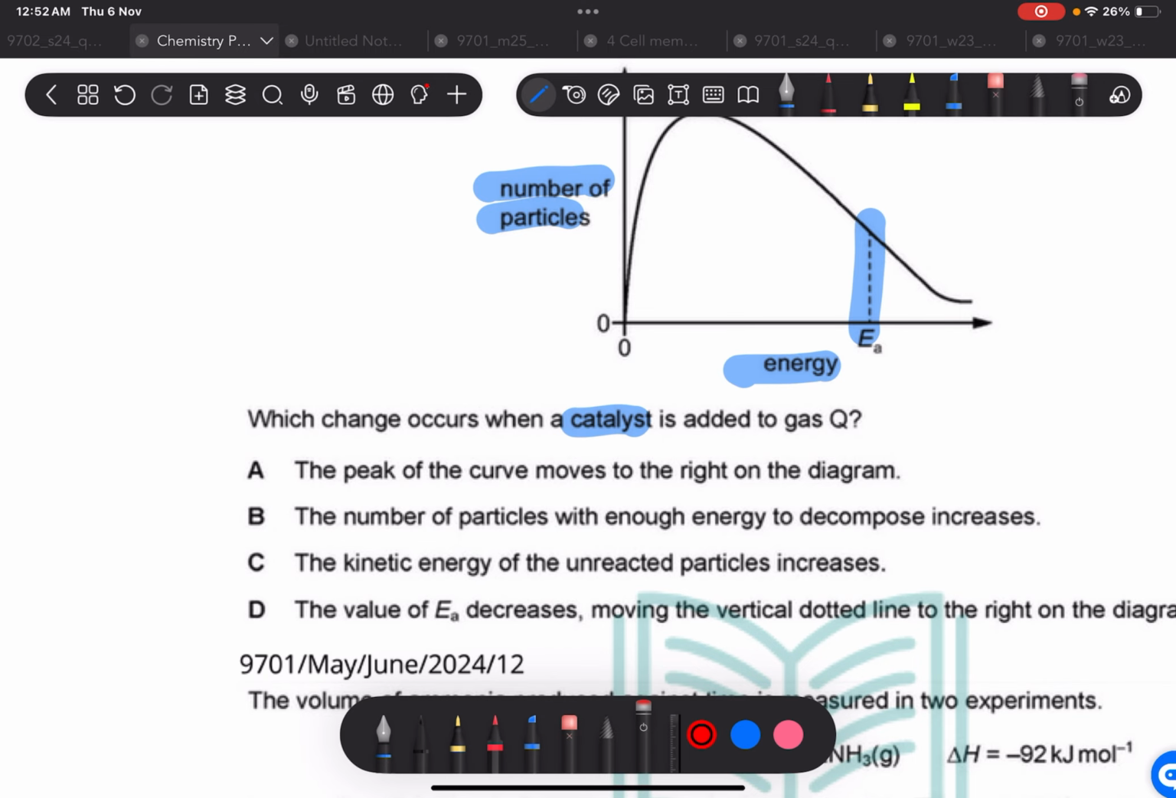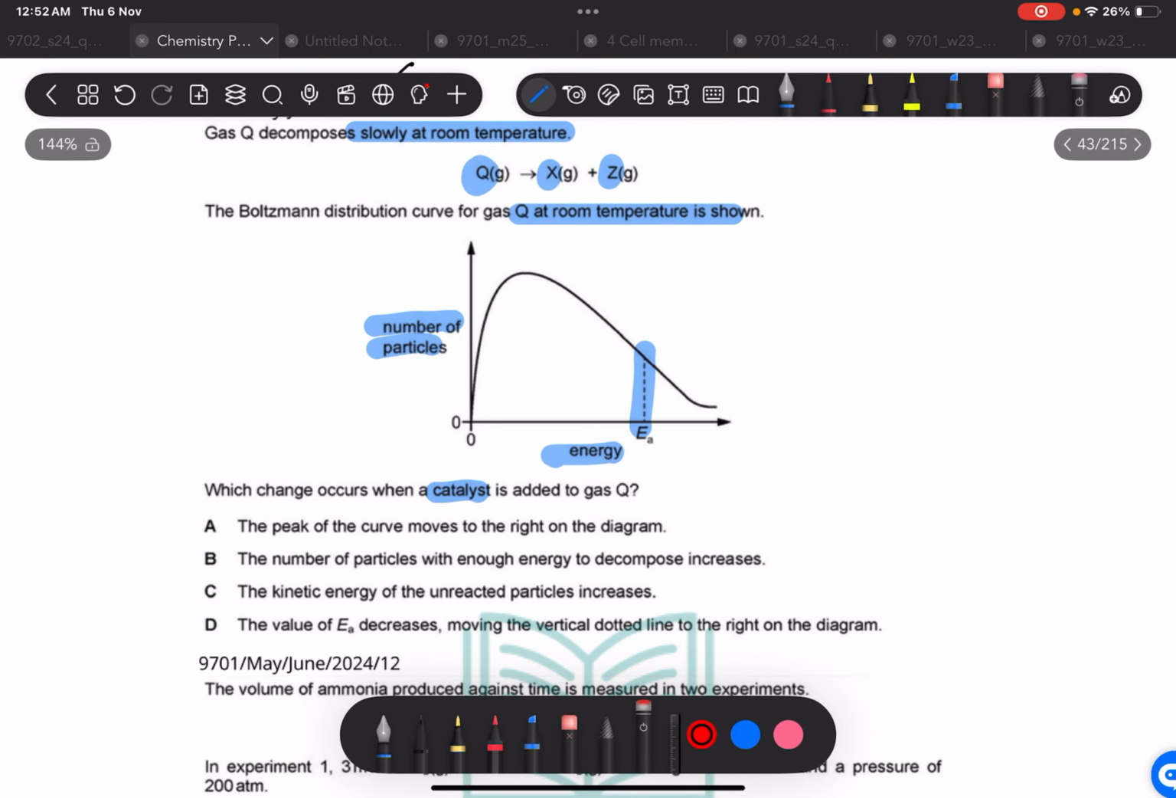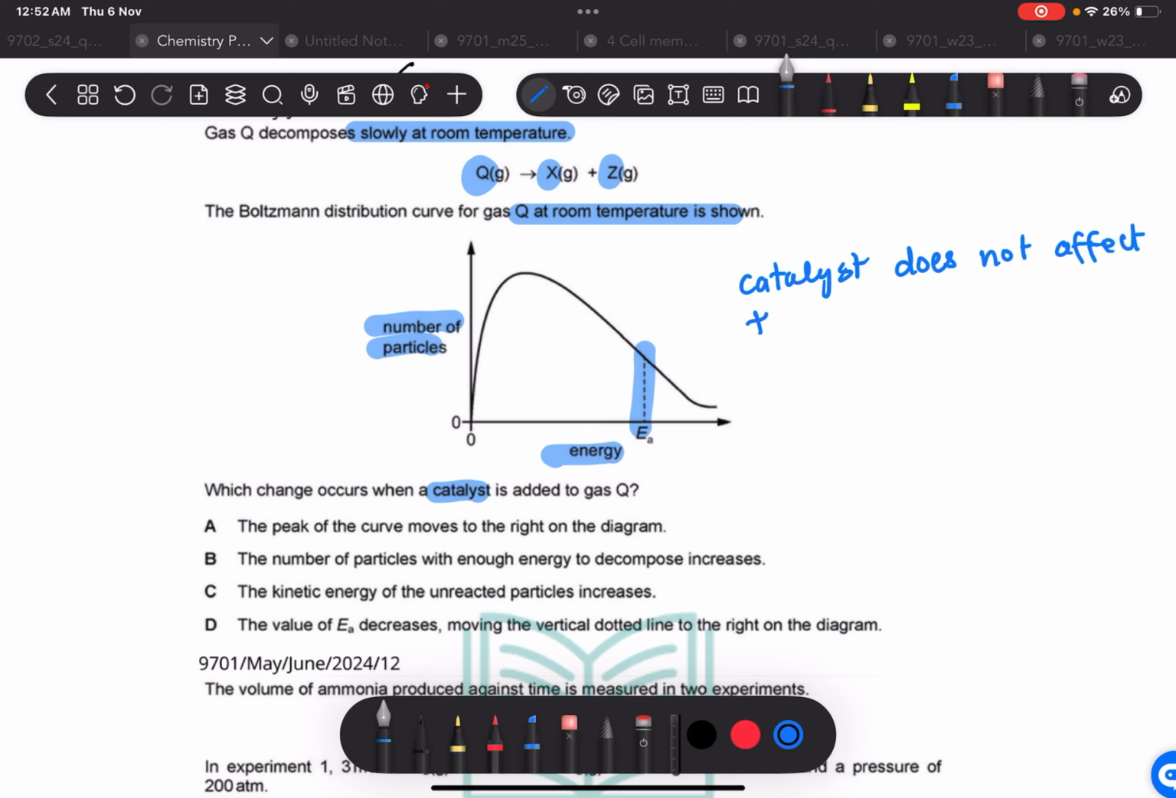That's so easy. This activation energy is going to move backwards. Always remember, a catalyst cannot affect the shape of a Boltzmann curve. Write it down somewhere if you don't remember. A catalyst does not affect the shape of a Boltzmann curve, because what a catalyst does is simply decrease the activation energy. Next option: the number of particles with enough energy to decompose increases. We're going to look at it.